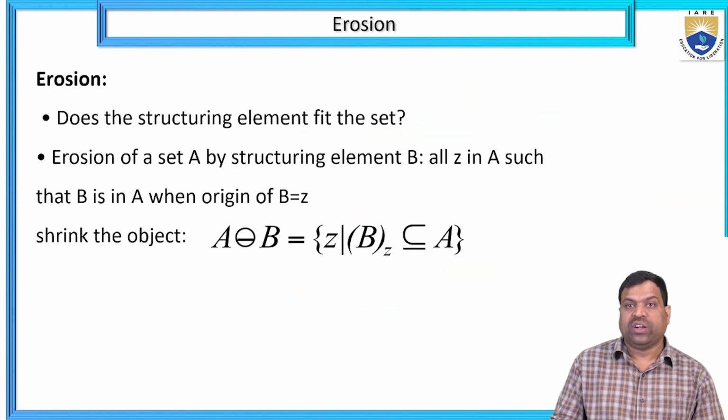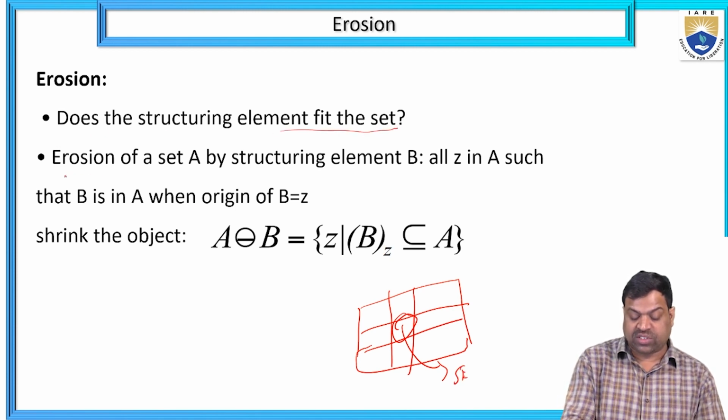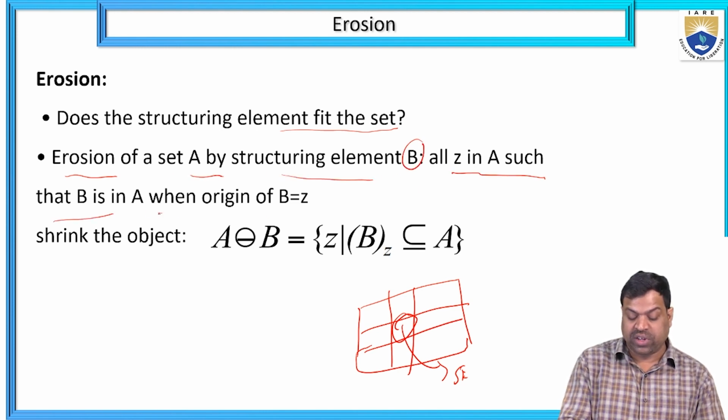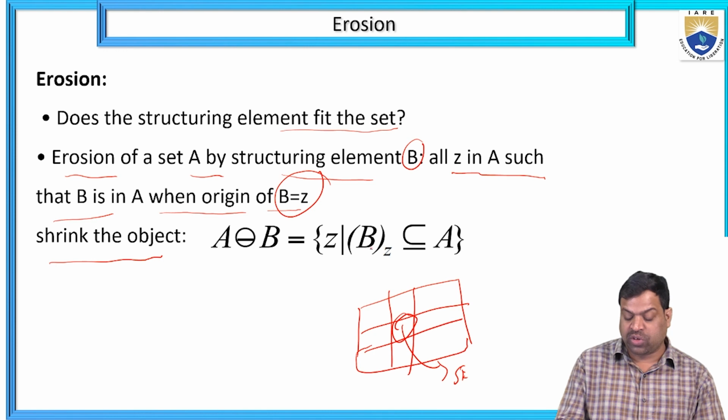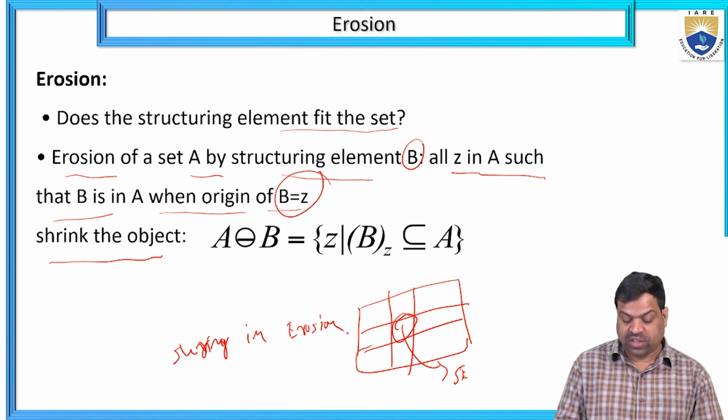When we go for the erosion equation, does the structuring element fit the set? Yes. If the structuring element fits the set, then only we form the equation. The erosion of a set A by the structuring element B is all Z in A such that B is in A while the origin of B equals Z. Shrinking the object A by B equal to Z, B is contained in A. So shrinking is important in erosion.